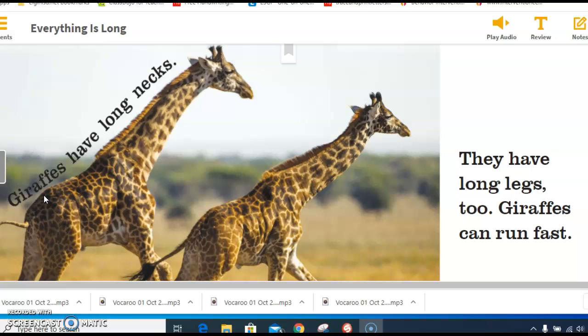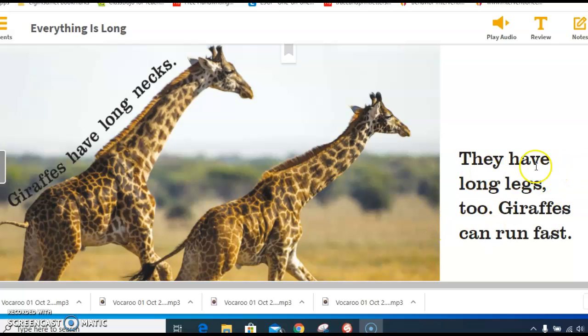Giraffes. What do giraffes do? They have long necks. So you're going to write the predicate on this side. Have long necks. If you choose that sentence, you could choose one of these sentences. You only have to have two sentences in your T-chart. So 2 subjects and 2 predicates.